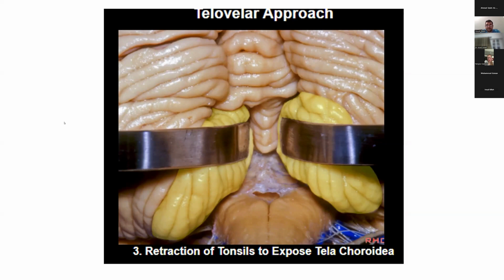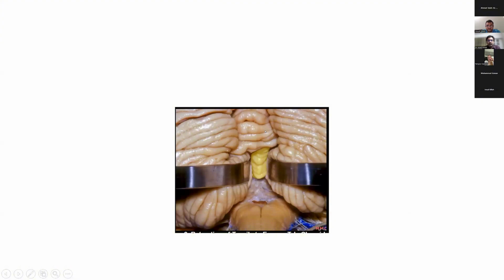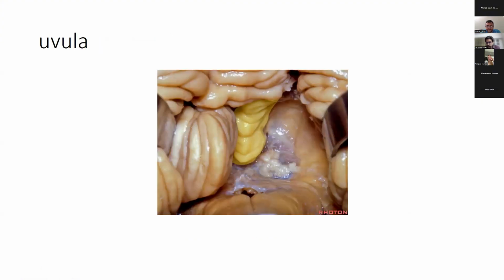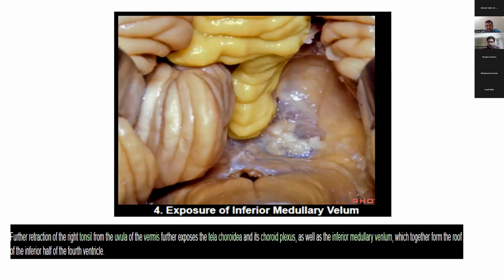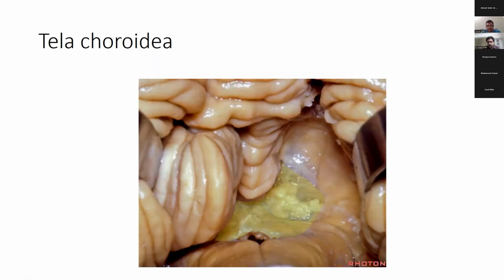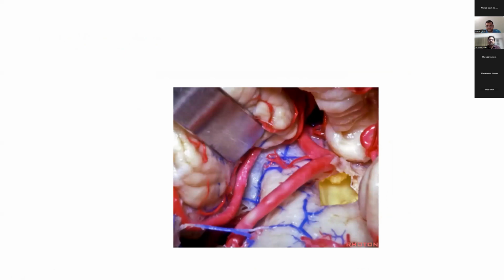approaches to the fourth ventricle are most important. So again, this is just a picture showing how we are retracting in an operative view, during a surgery, how you will retract the cerebellar tonsils to expose the tela. This is the uvula. Then you retract the tonsils to expose the telovelar junction and inferior medullary velum, and then you open that to expose the tumor. And this is the tela choroidea.